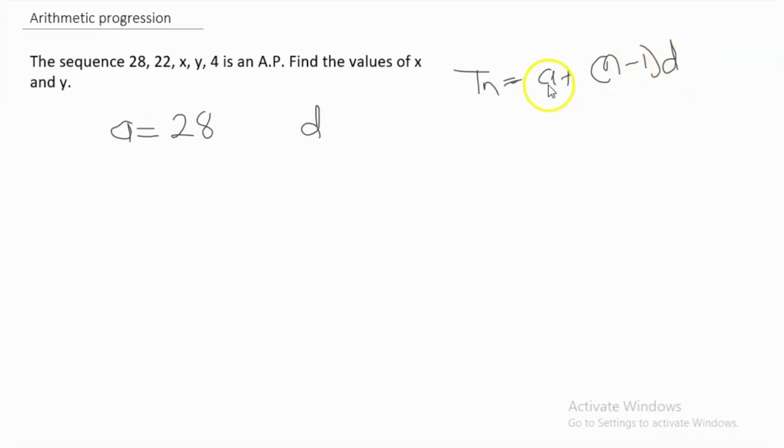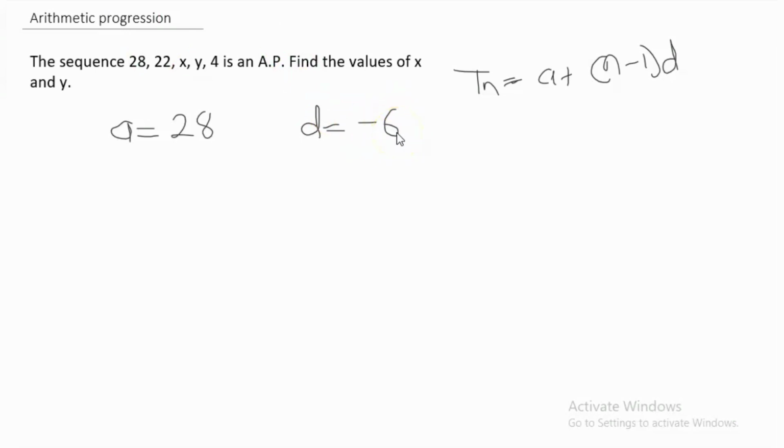So we have our a. Obviously, we have our n because our n is whatever it is we're looking for. Third term, fourth term, fifth term, whatever. And d is the common difference. So we don't have d, but we can get d. Now remember, it's already said that this is an AP. So it means that for us to find d, we will do t2 minus t1. That's 22 minus 28, and that will give us our common difference. 22 minus 28 is negative 6, so our common difference is negative 6.